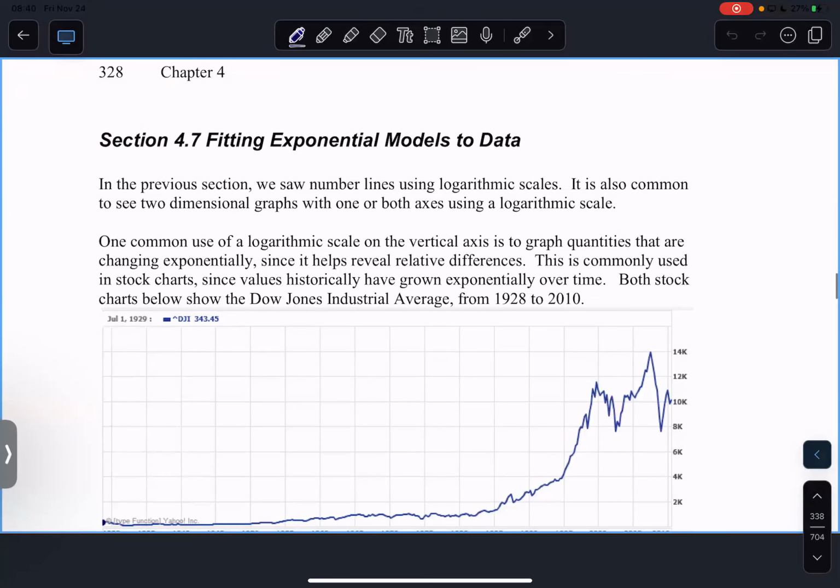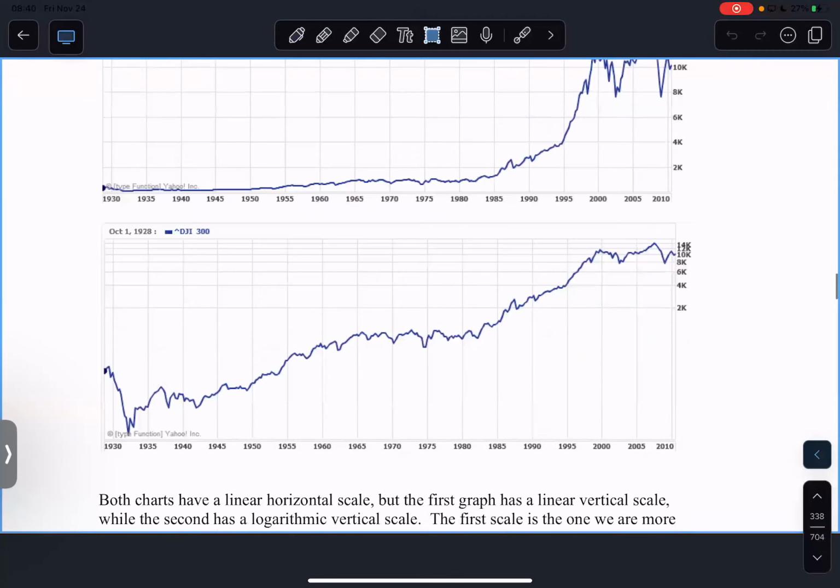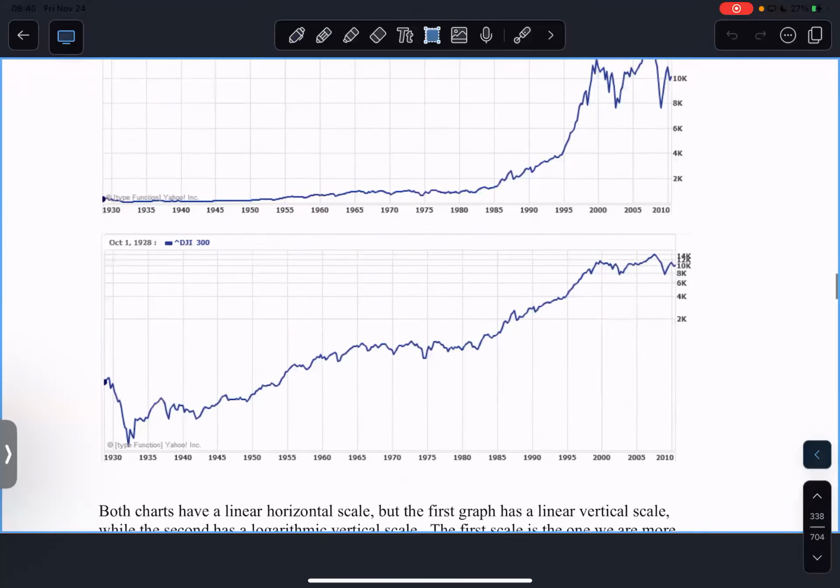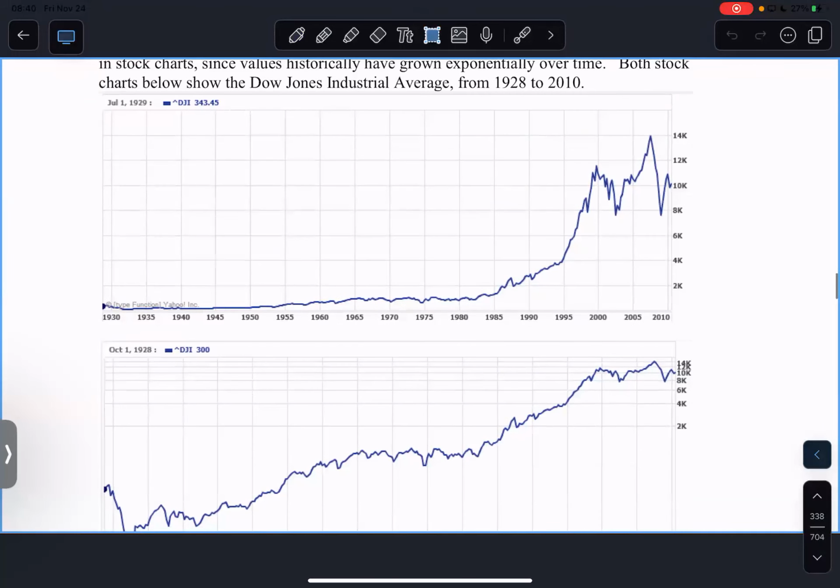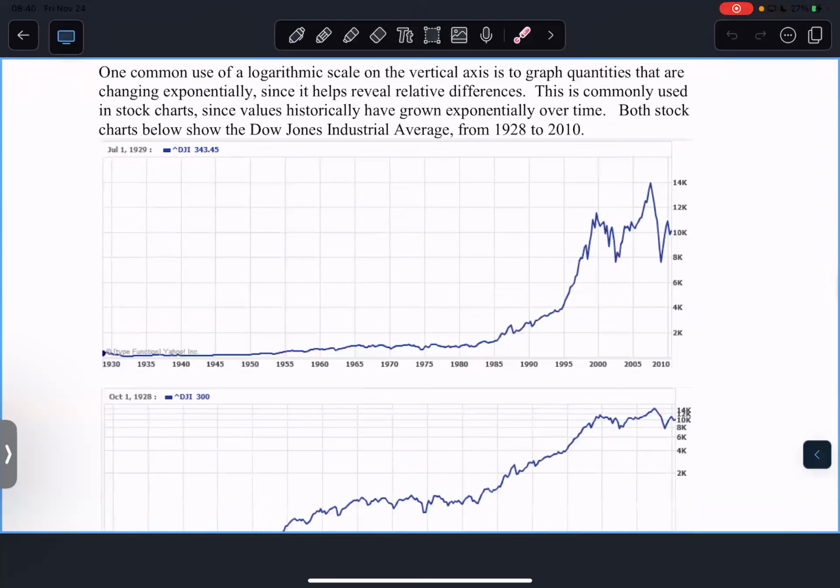Okay, so we are doing 4.7, just briefly copy, but I'm gonna scroll down here. So what happens is usually we have graphs like this, which are clearly exponential, at least for some portion of the graph. And so here we have stock something or others, and from 1928 to 2010, it took a crash here, you know that.